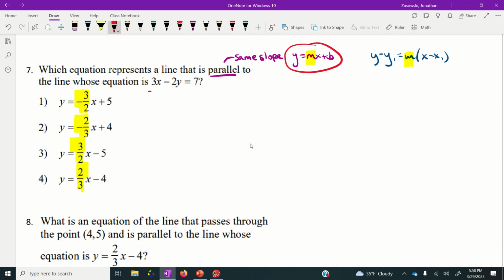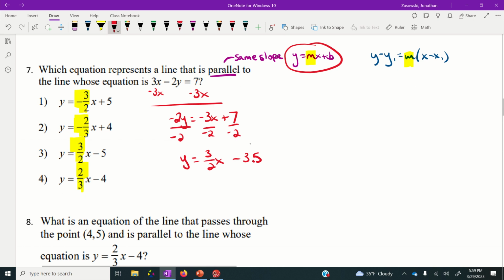So just like here, I would want to move that 3x to the other side first. And because we want to have mx plus b, we're going to put the -3x in front of that +7. We're going to bring down that -2y, and we're going to finish this off by dividing by -2. And we remember, hopefully, that a negative divided by a negative is a positive. So we get 3 over 2 x, and then -7 over 2, or 3.5. Now, if we're parallel, we can't have the same y-intercept.